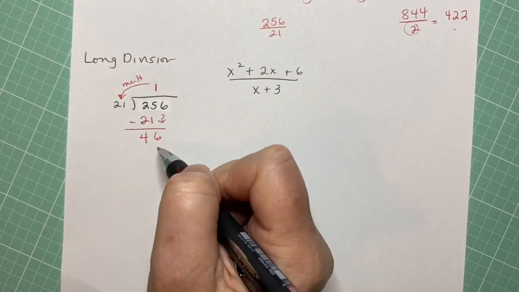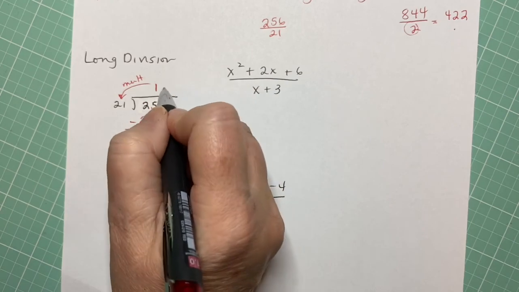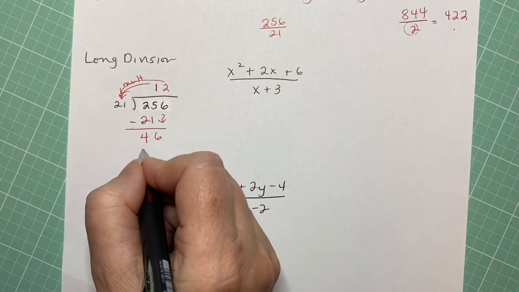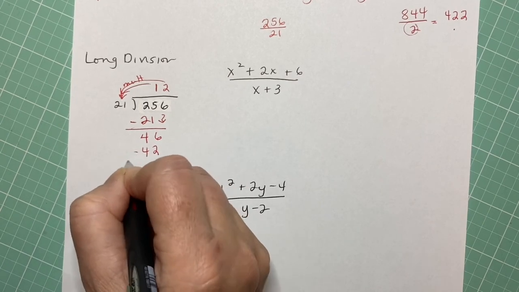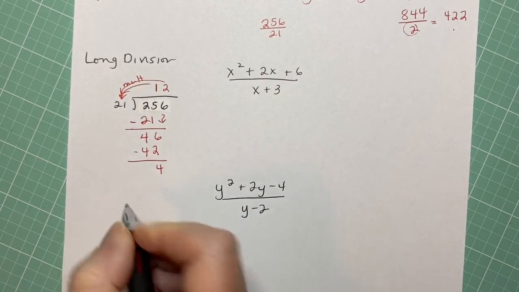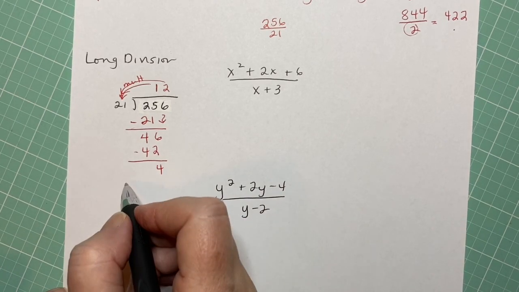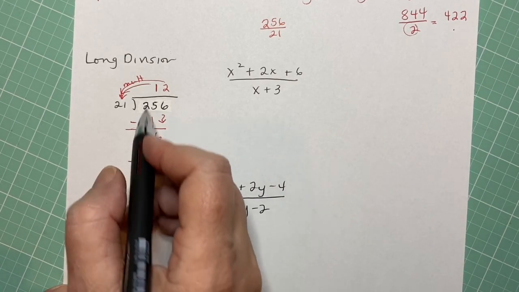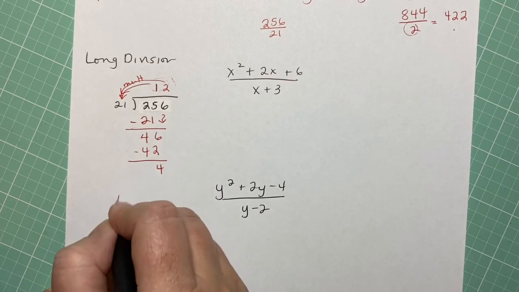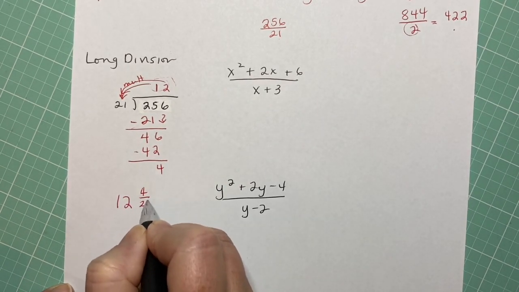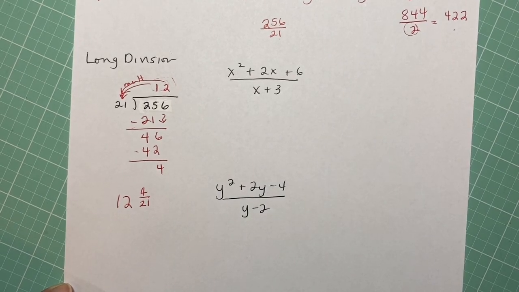How many times will 21 go into 46? It'll go 2 times. Then you multiply. 2 times 21 is 42. And then you subtract. And you could keep going on if you wanted a decimal. Or if you're writing it just as a mixed number, your answer would be this number up here, 12, with the remainder over the divisor.